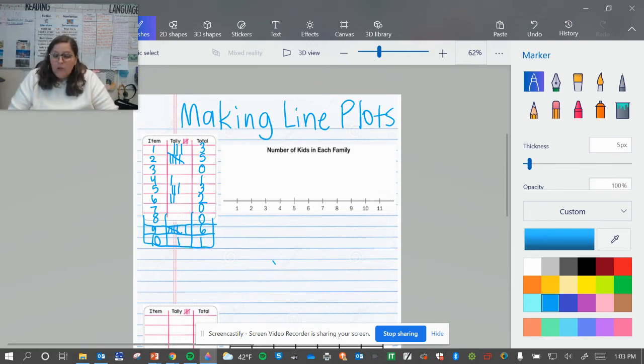So what we're going to do is represent each of these with an X, okay? So how many families had 1 kid? 3. So I'm going to do in a very straight line up 3 X's, okay? Something that's really important for line plots, because we don't have a scale over here, do we? Like we do on a bar graph.